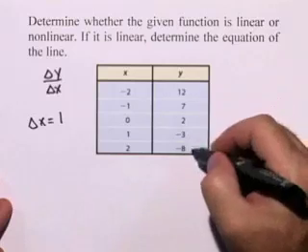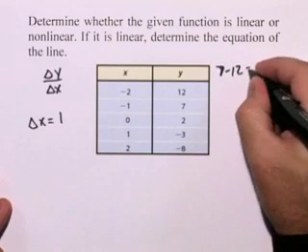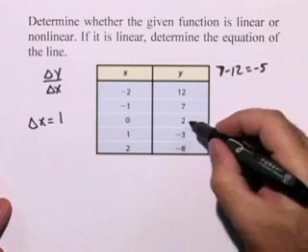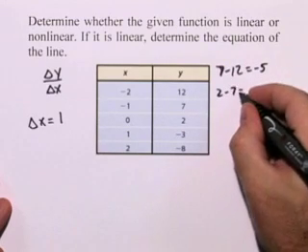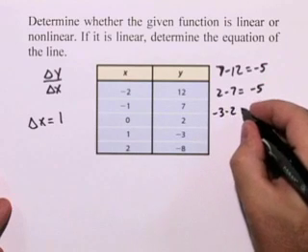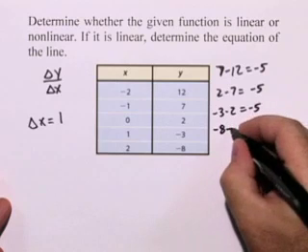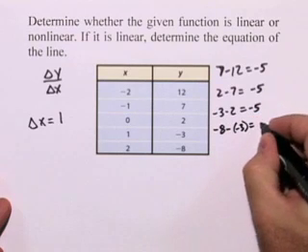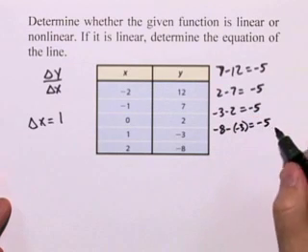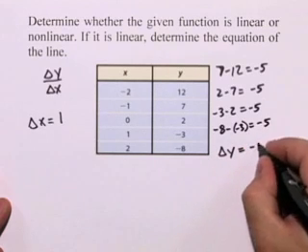If we look at the differences in the y's, look at 7 minus 12, that's equal to negative 5. 2 minus 7 is equal to negative 5. Negative 3 minus 2 is equal to negative 5. And negative 8 minus negative 3 is negative 5. So it turns out that our change in y is a constant, negative 5.